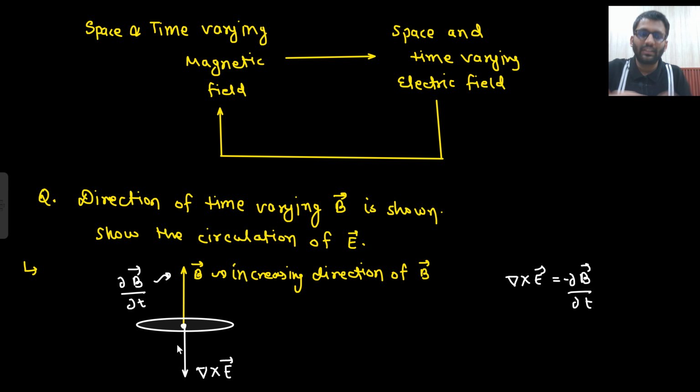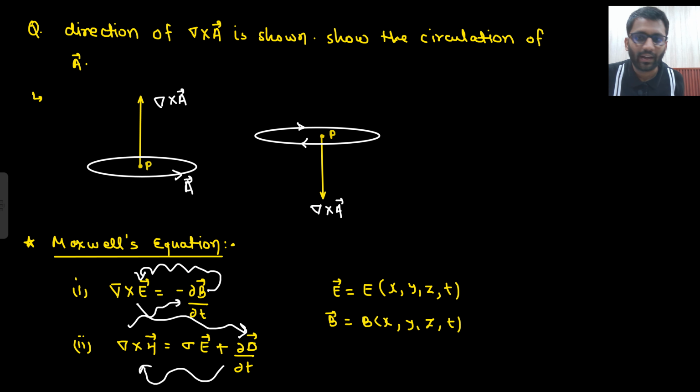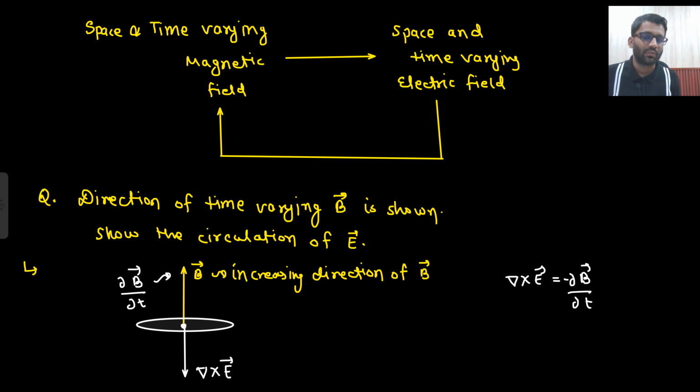If I know the direction of del cross E, then certainly I can tell the direction of E. Here I knew the direction of del cross E, so I could tell the direction of E. It is clockwise, rotating clockwise. So from here what did you get to know? B and E are perpendicular to each other. If this is the direction of B, then E will be in the plane perpendicular to B. Is that clear to you? B and E are perpendicular to each other.